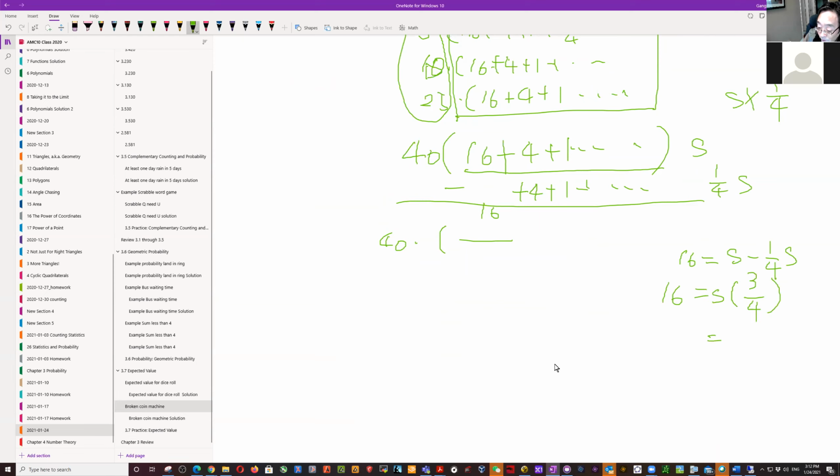And so s multiplied by 3/4 is equal to 16, so s is equal to 16 multiplied by 4/3, which is 64/3. So 64/3 is the sum. And then we're going to multiply by 40.